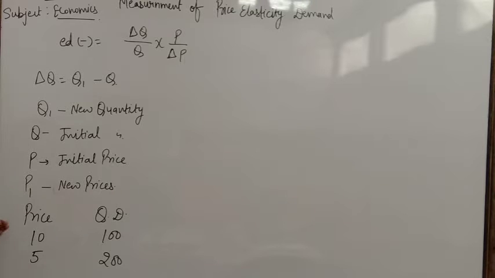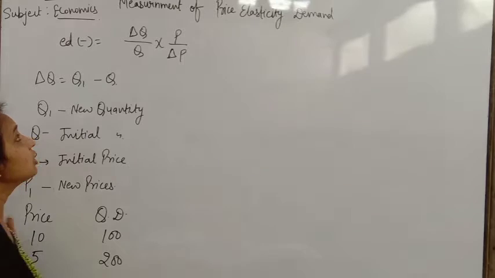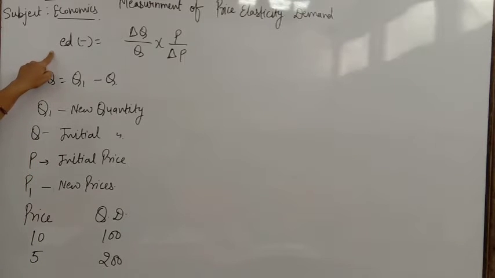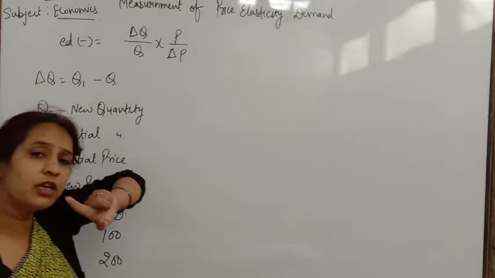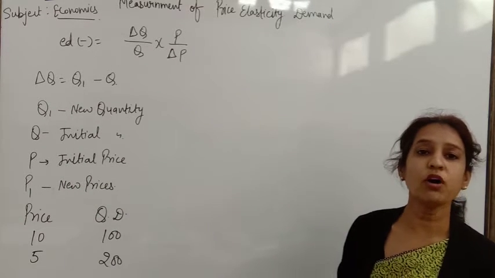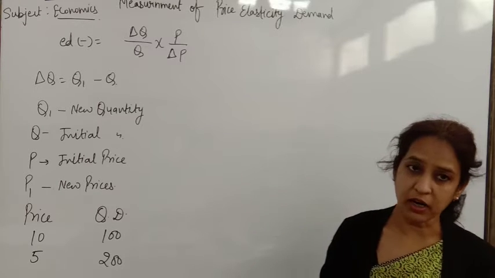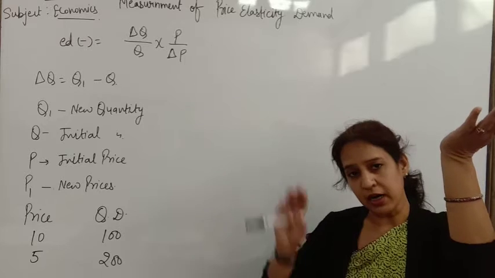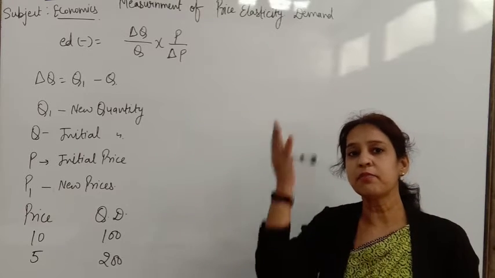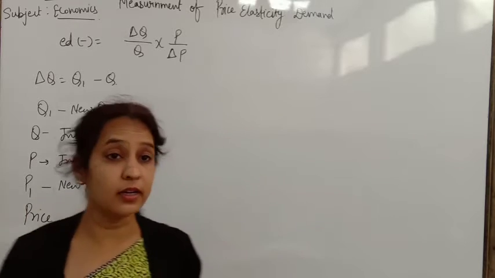So how are we going to calculate price elasticity of demand? By this formula: ED equals minus change in Q upon Q into P upon change in P. ED means elasticity of demand. Why are we using the minus sign? Because there is a negative, or inverse, relationship between price and quantity demanded. If prices increase, demand decreases. When prices decrease, demand increases.